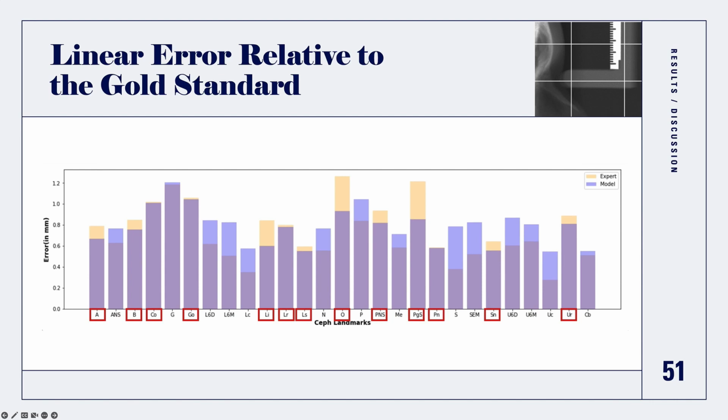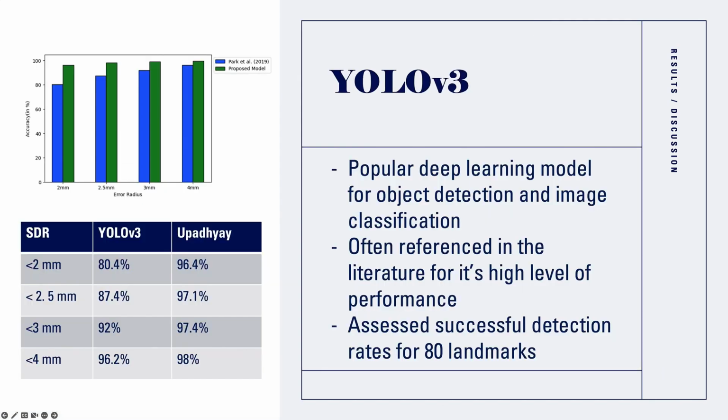Next, we decided to compare the model's performance to one of the more heavily referenced models in the literature, YOLO v3, which stands for You Only Look Once, version 3, and it's one of the most popular deep learning models used for tasks like object detection and image classification, and is among the leading deep learning models used for the evaluation of automated cephalometric landmark detection. It's often referenced in the literature for its high-level performance, with the original model achieving a 2 millimeter successful detection rate of 80.4%. However, some researchers have been able to boost its performance to 85.7% with modifications.